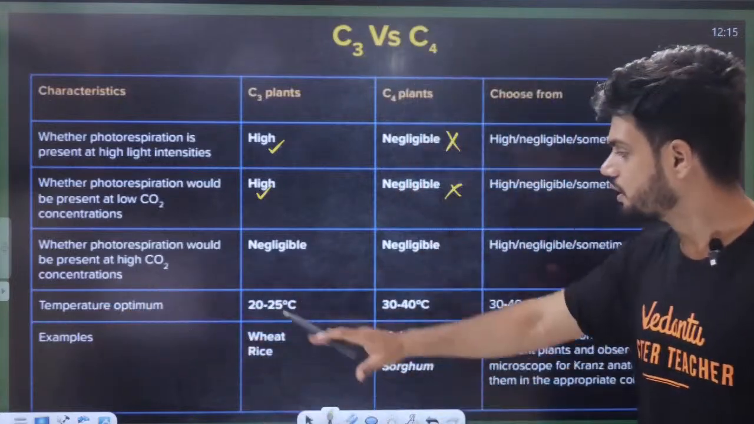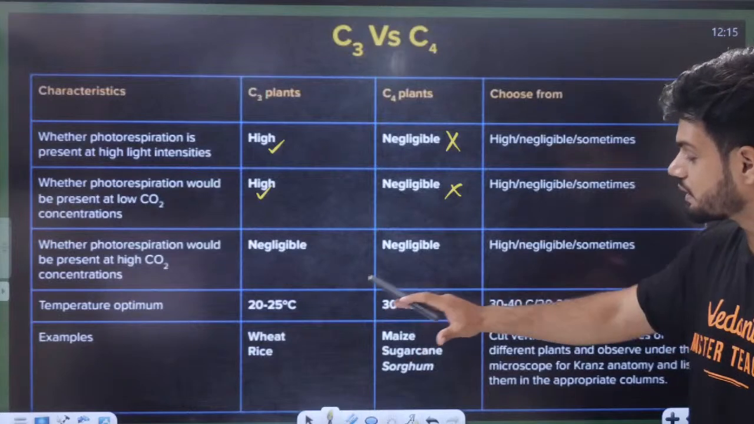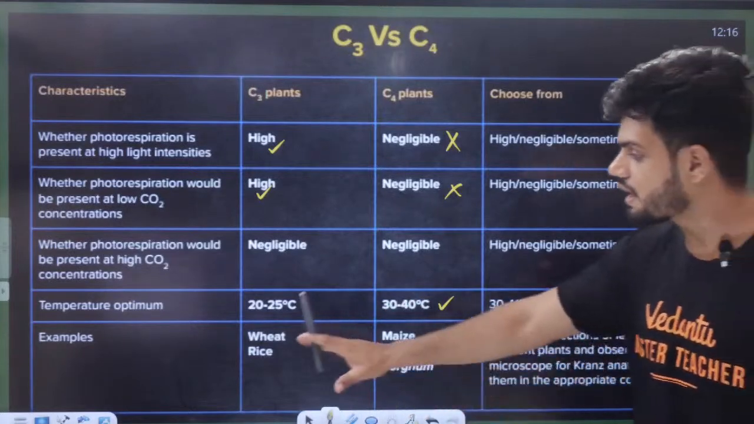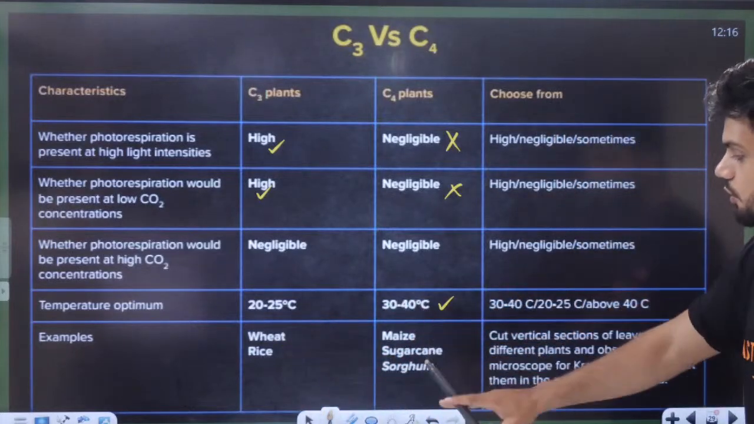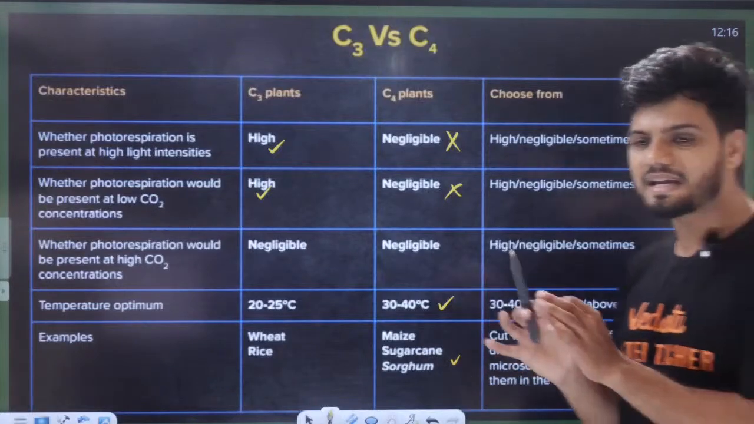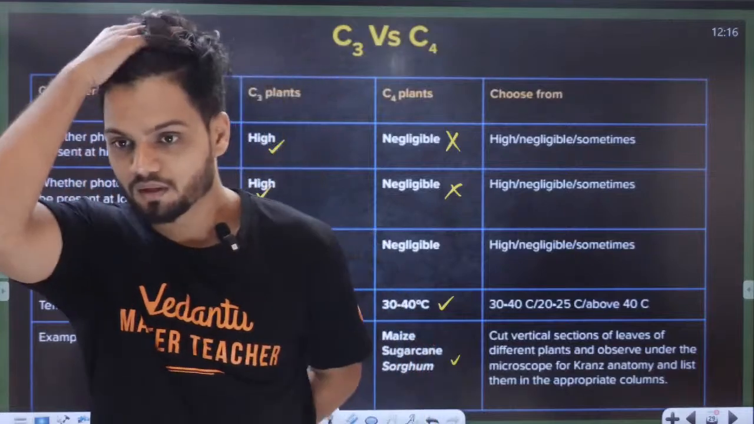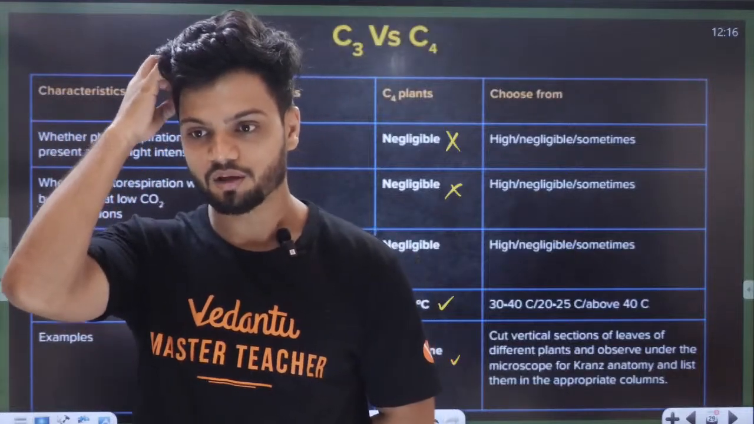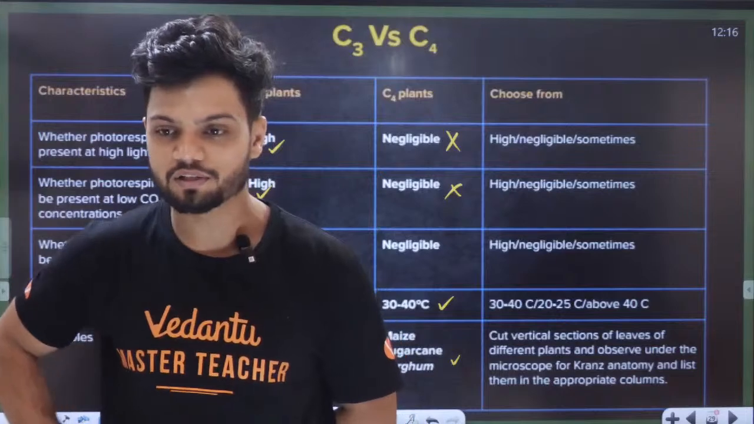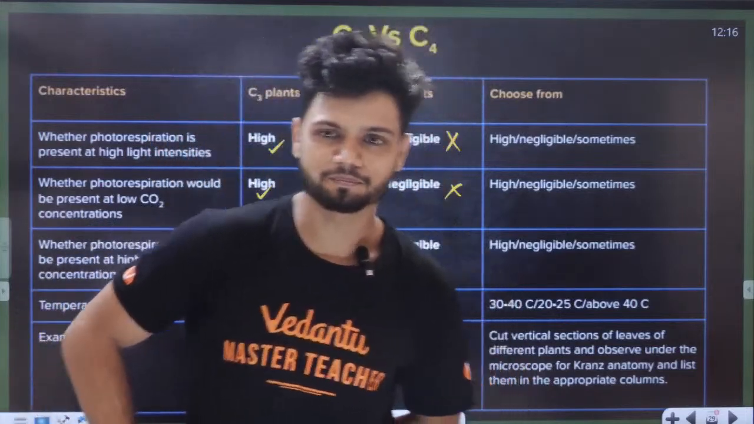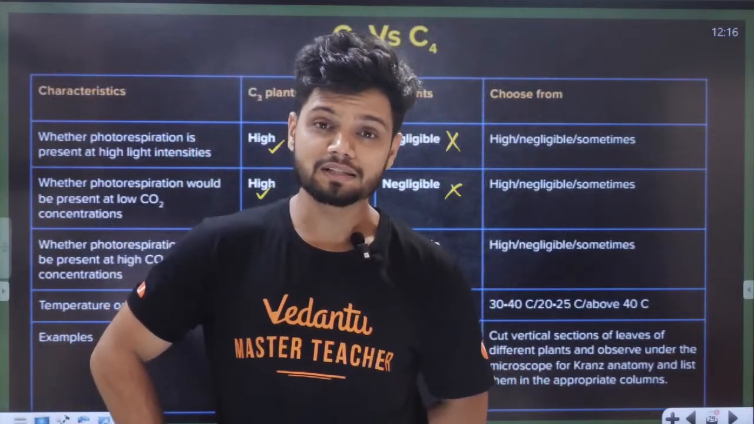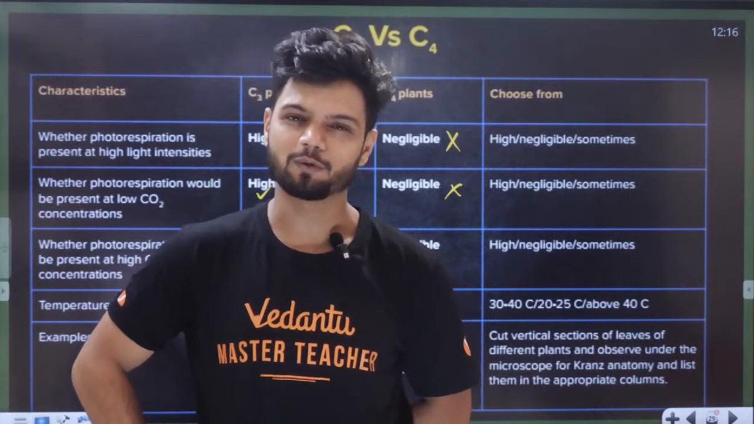Temperature optimum: 20 to 25 degrees Celsius in one, 30 to 40 degrees Celsius, very high temperature, in the other. Examples: wheat, rice, maize, sugarcane, sorghum. Examples are very important, which you need to remember at any cost. Biodiversity we will do, don't worry, it will happen. So that is your C3 cycle and C4 cycle in one go.